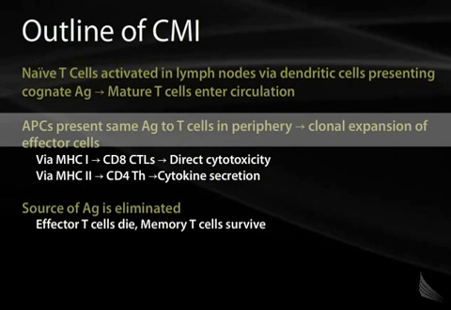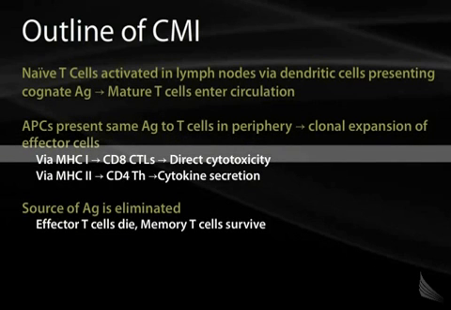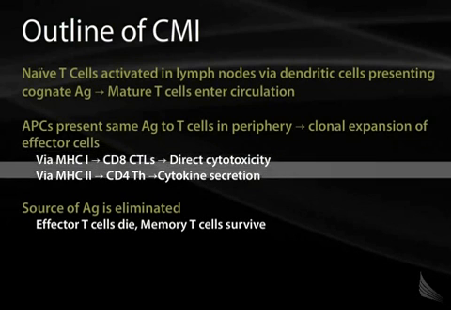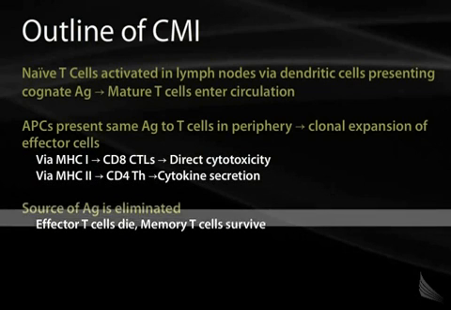The APCs will then present the same antigen to the T cells in the periphery, and at that point we get clonal expansion of effector cells, either via MHC class 1, which activates CD8 CTLs, leading to direct cytotoxicity of cells, or via MHC class 2, which activates CD4 T helper cells and leads to cytokine secretion. Once we have activation and expansion, the source of antigen is eliminated, and the effector T cells will die. The memory T cells that are created will survive.